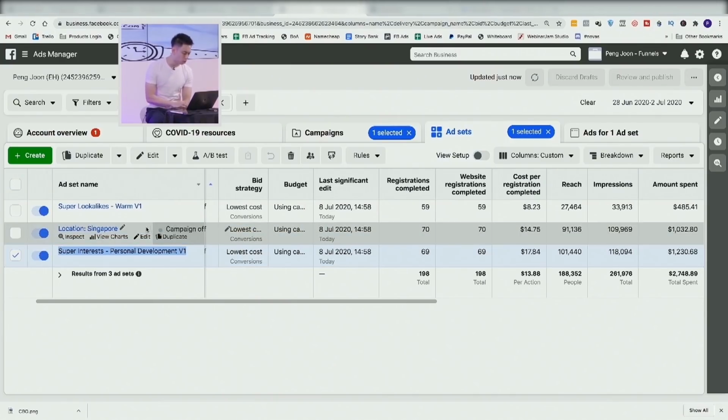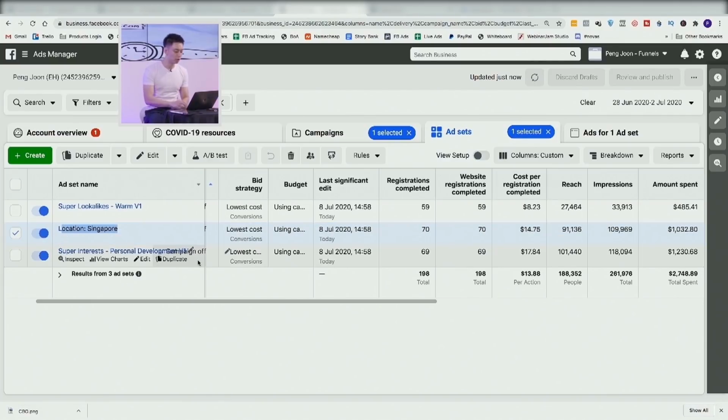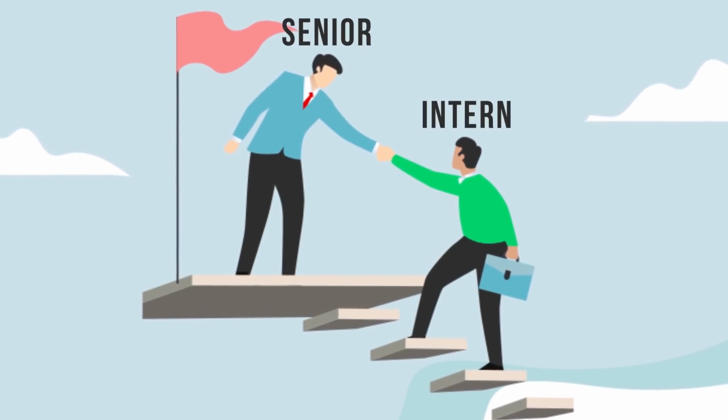Now at the same time, what is this? This third ad set is on just location. It's super broad, okay? Now, here's how I'd like you to think about this. A super broad audience would usually never convert. However, because you're clumping it together, what you're essentially telling Facebook is, in a company, an organization, you have two seniors guiding this intern on what to do.